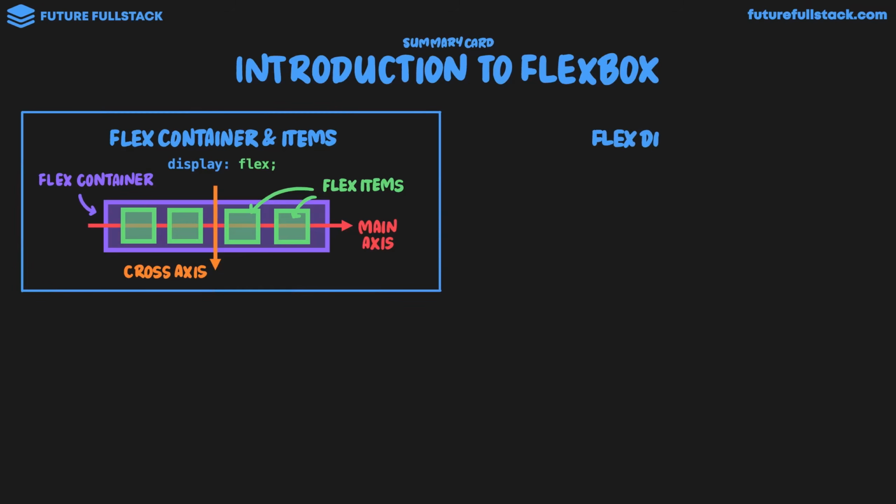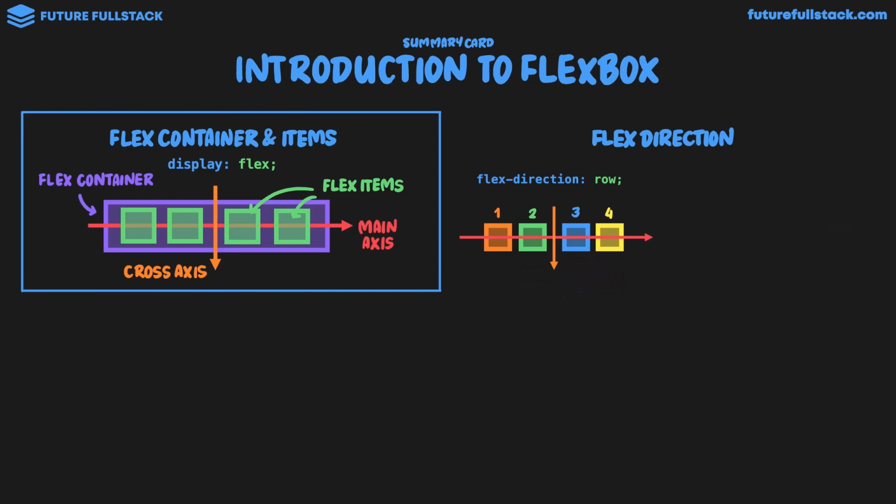We also looked at flex direction. We saw that there were 4 possible values. Flex direction row, where we have our main axis moving from left to right, and our cross axis moving from top to bottom. Flex direction row places our flex items in a row from left to right. So it would look like this: 1, 2, 3, and 4.